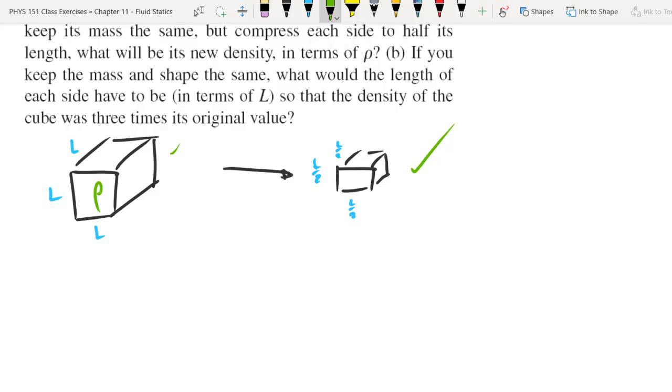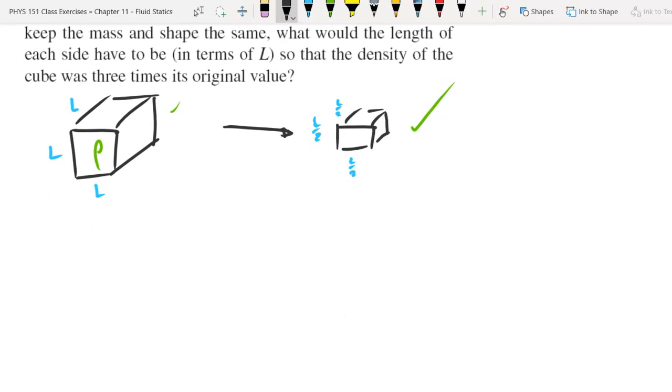This one has a density of rho, right? So, we have density is mass per volume, right? So density here is the mass per volume. So that's equal to the mass divided by L cubed, right? That's the density of this one.